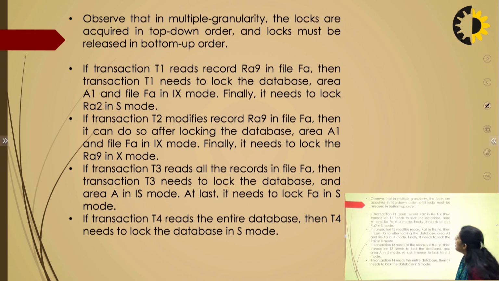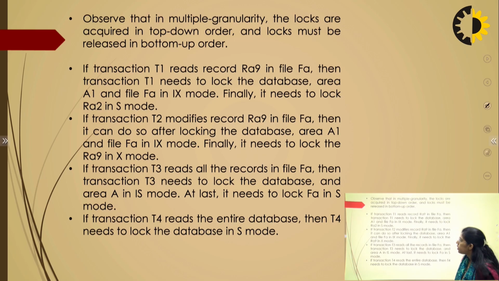Observe that in multiple granularity, the locks are acquired in top-down order and the locks must be released in bottom-up order. If T1 reads a record RA2 in a file FA, then transaction T1 needs to lock the database first, then area A1 and then file FA in IX mode. Finally, it needs to lock RA2 in S mode. If transaction T2 modifies record RA9 in the file FA, then it can do so after locking the database, area A1 and file FA in IX mode. Finally, it needs to lock RA9 in X mode.